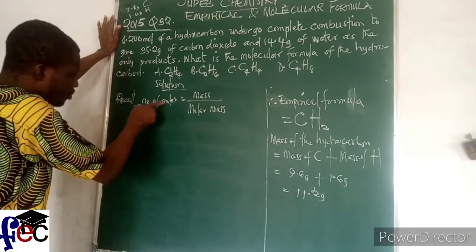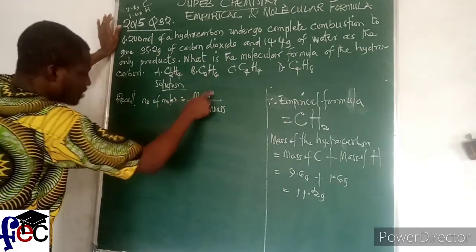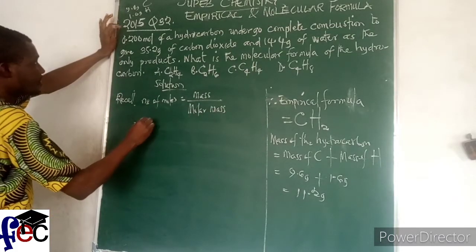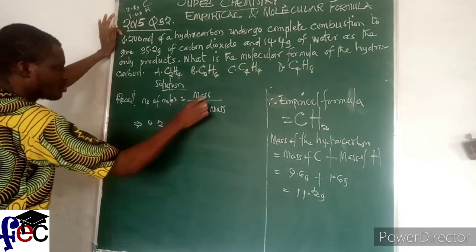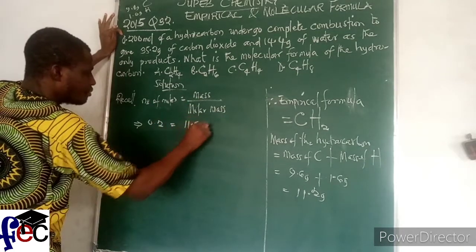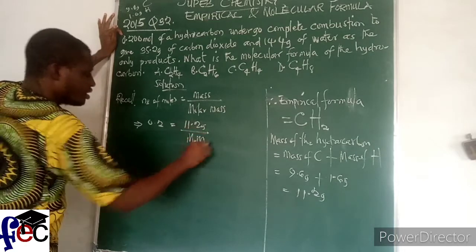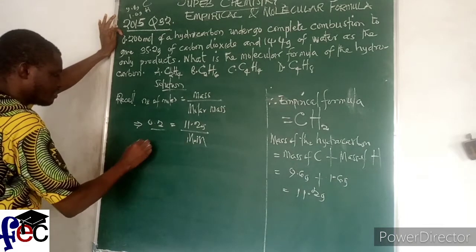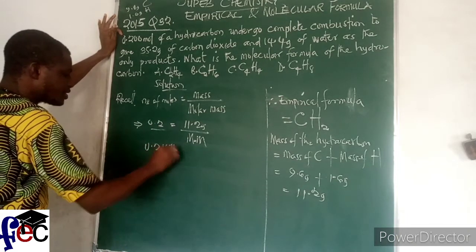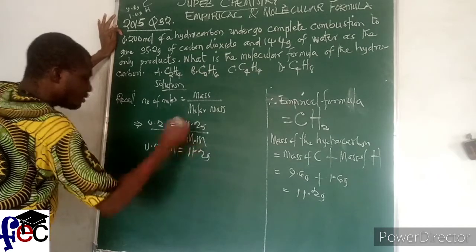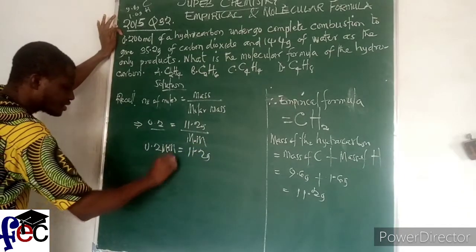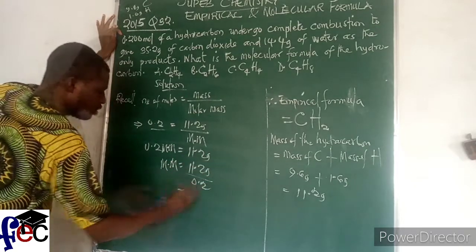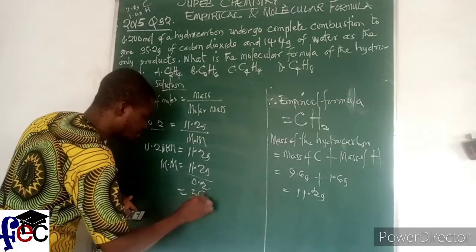Which means the number of moles of the hydrocarbon is equal to the mass of the hydrocarbon divided by the molar mass of the hydrocarbon. So I can infer that 0.2 equals the given mass, which is 11.2 gram, divided by the molar mass. If I cross multiply, you have 0.2 times molar mass equal to 11.2 gram. So the molar mass will become 11.2 gram divided by 0.2. And what will this give? That is 56 gram.